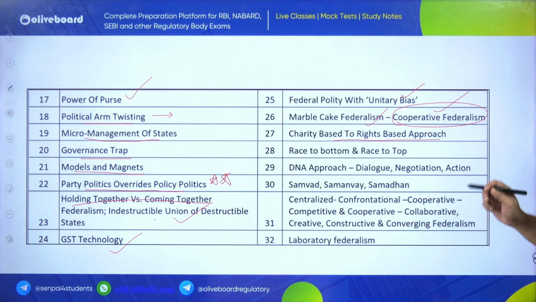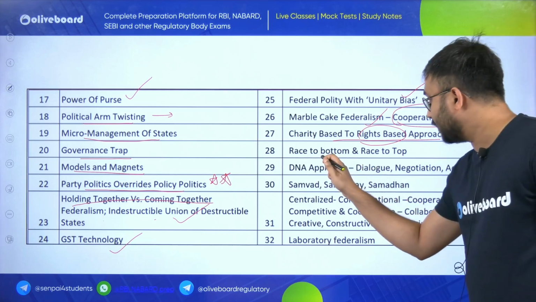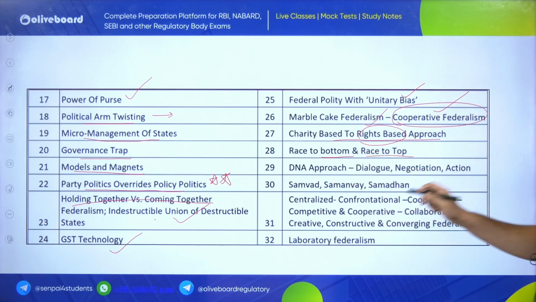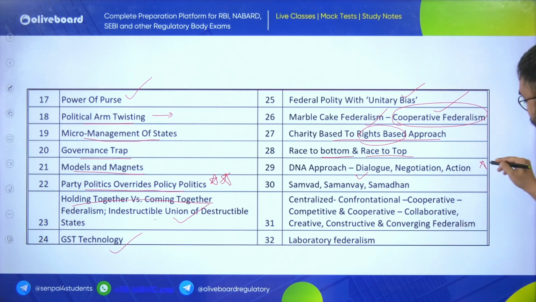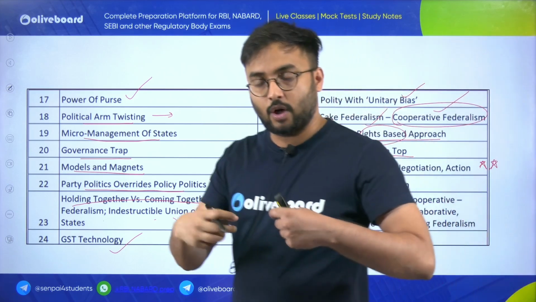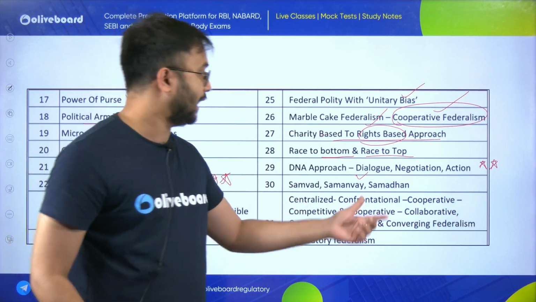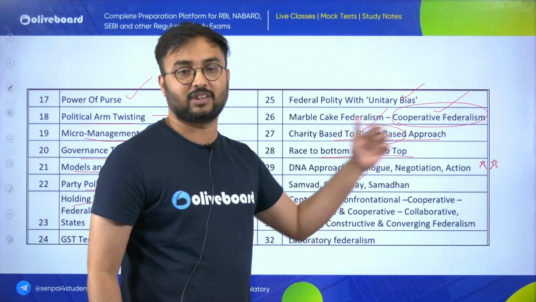Charity based to rights based approach. So rights based approach, like these keywords you can write. Race to bottom, race to top. DNA approach. What is DNA? Dialogue, negotiation and action. Now where could this point be used? Where there is locking of horns, where there are problems which cannot be solved. At that time you can write how dialogue, negotiation and action can help.